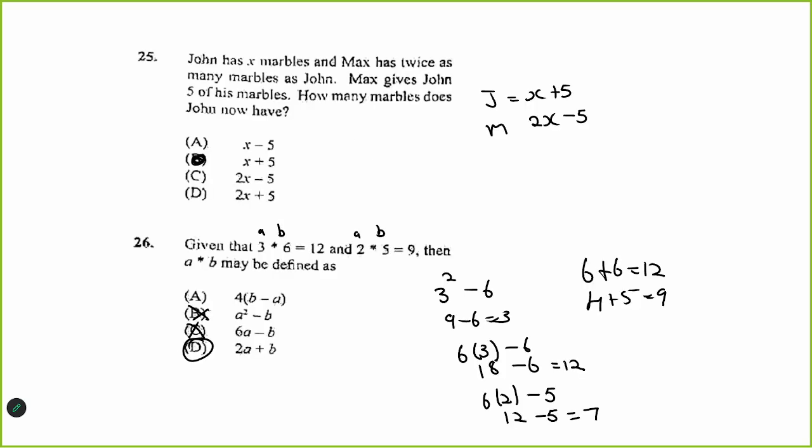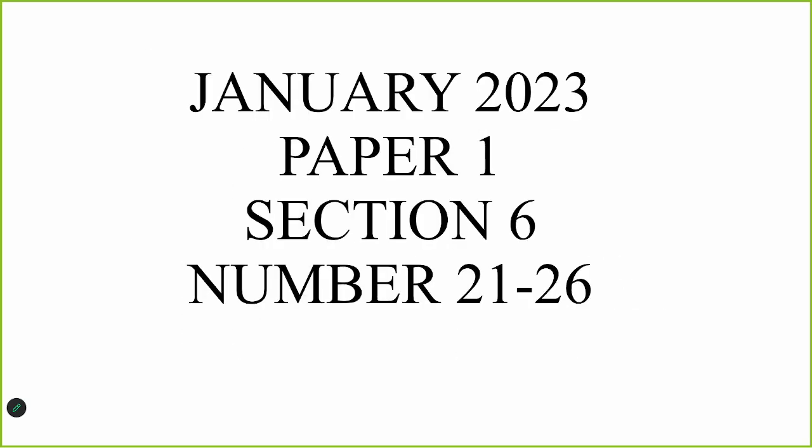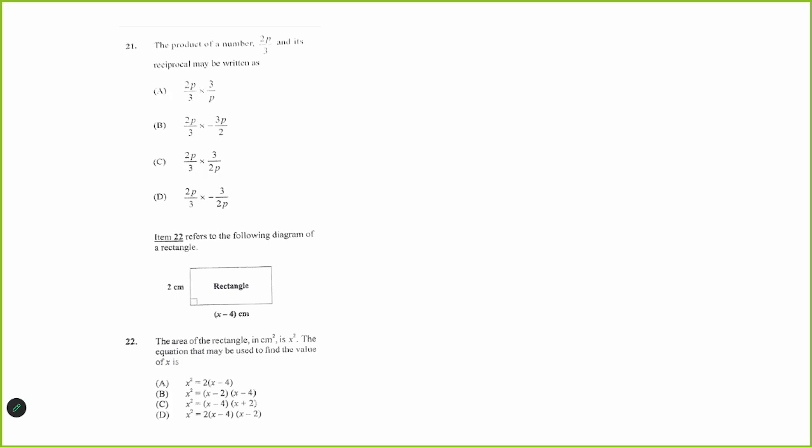And that is the end of May, June 2023. Let's look at January 2023. The product of 2p over 3 and its reciprocal is 3 over 2p. We just flip it around. So that's 2p over 3 and 3 over 2p. So that will be C.